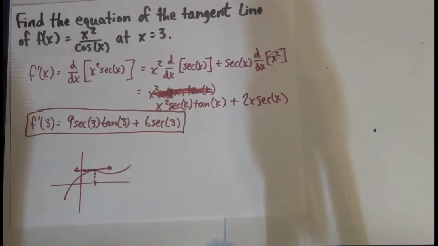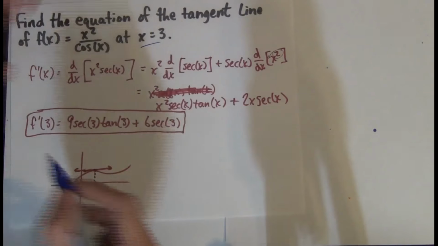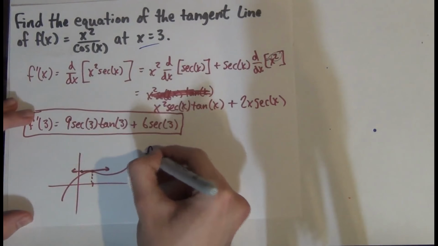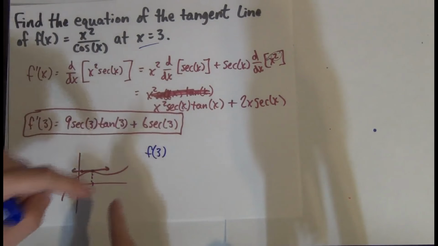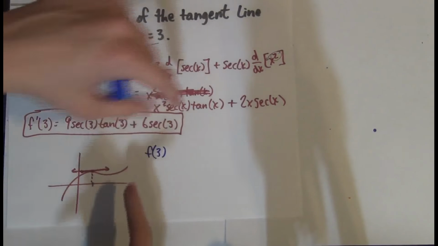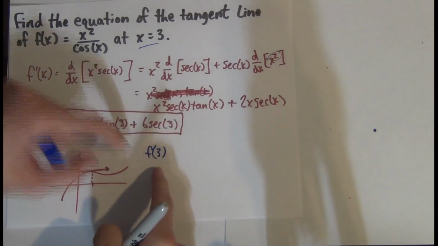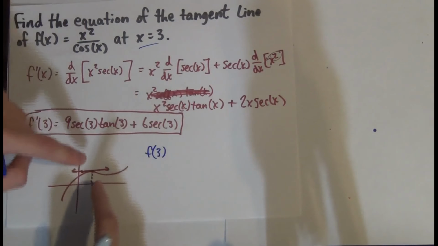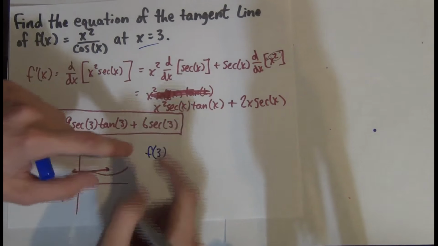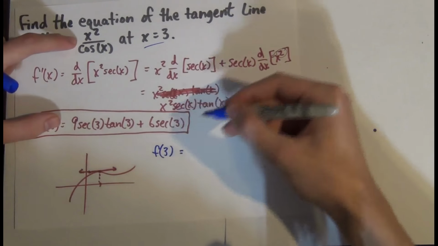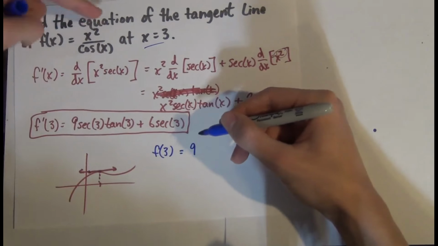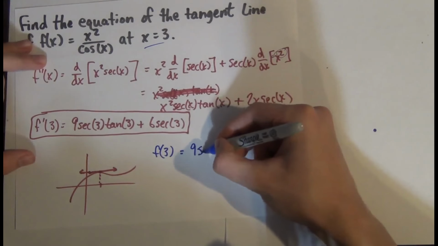If I do that, I'm going to take this x equals 3 value and find f of 3. When I say f of 3, I am not going to plug 3 into this equation. That's redundant. We already did that. I'm going to plug 3 into my original function to determine the y value. So f of 3 would be equal to 3 squared, which is 9, and I'm just going to rewrite this again as secant of x, so secant of 3.